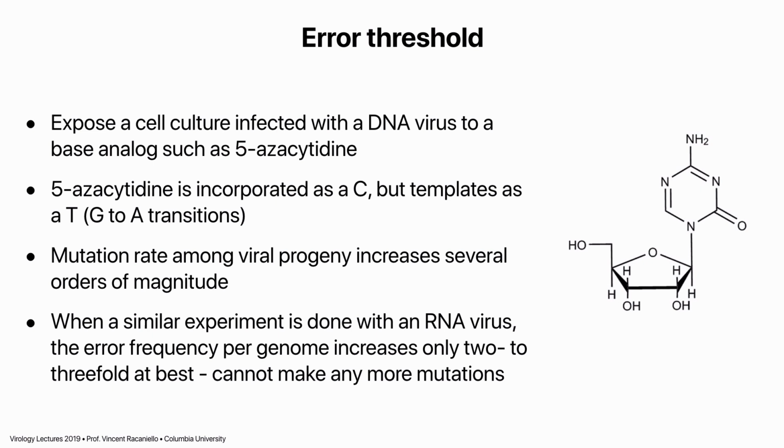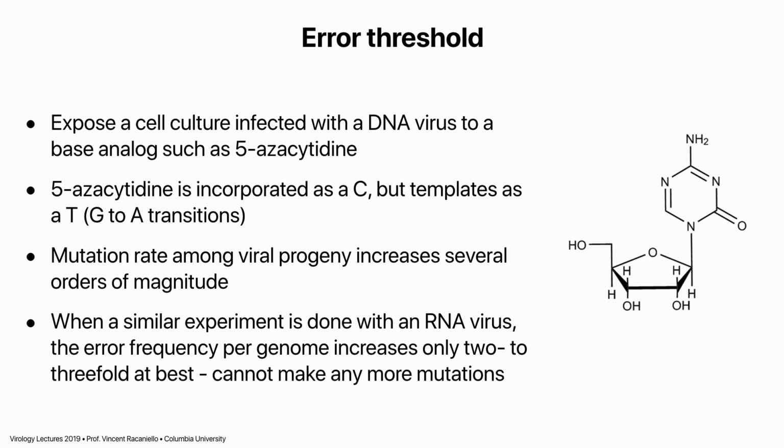So the DNA virus is growing in the presence of 5-aza-C, and mutations are being incorporated into the genome, G to A transition. So when you do this with DNA viruses, you actually get an increase of several orders of magnitude of mutations in the genome. And it's fine. The virus can handle that because, as I've said, it is existing far below its error threshold. We would know if we exceeded the error threshold in this experiment if we lost infectivity.